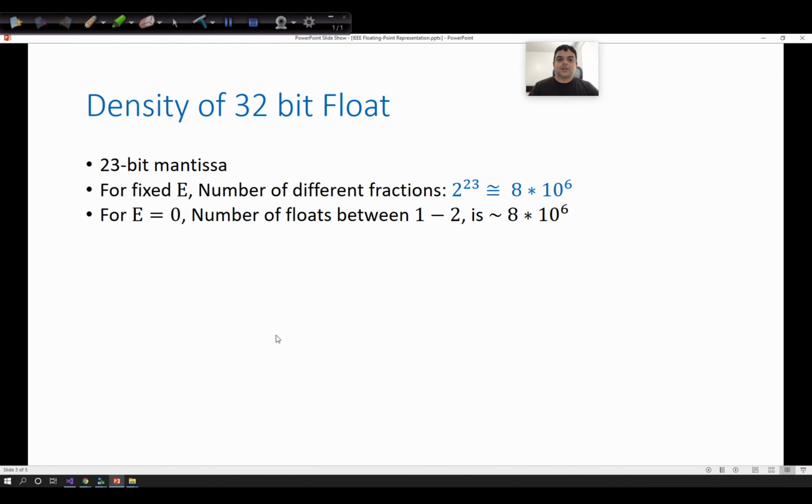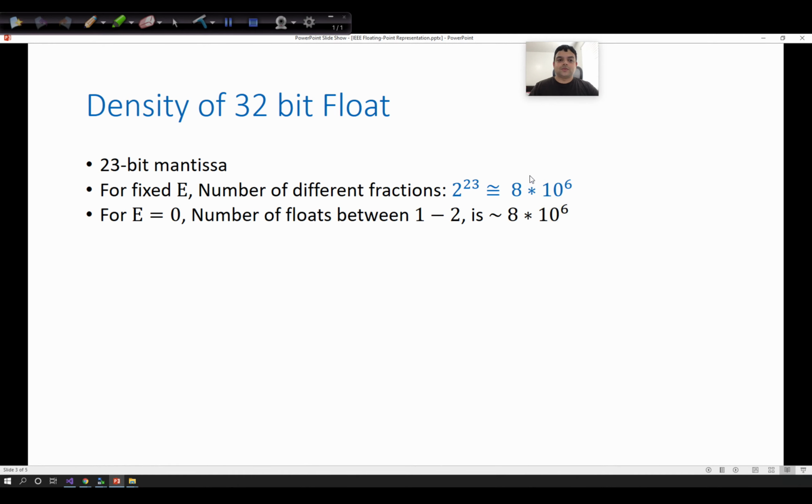Now let's look at density of 32-bit floats. Previously we saw that the 32-bit float has a 23-bit mantissa. So what this means is, for a fixed exponent, the number of different fractions that we can represent is 2 to the power of 23. Now notice we have 23 bits of fractional part. Each bit can take a value which is 0 or 1. So the total number of different fractions is 2 to the power of 23. In decimal, it is approximately equal to 8 times 10 to the power of 6.